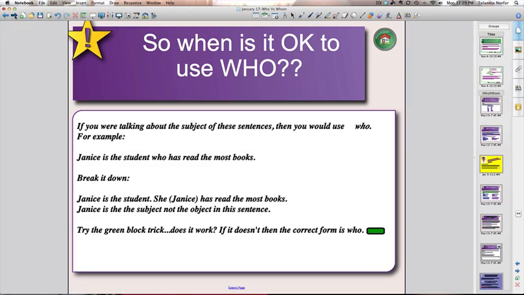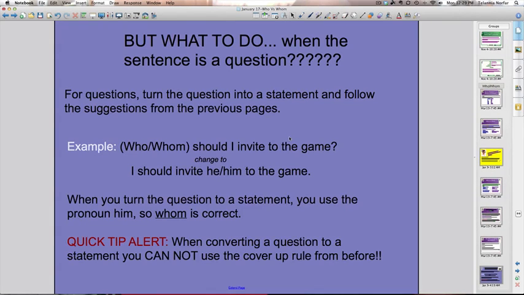We're just practicing now. But what to do when the sentence is a question? How in the world do I do it if it's a question? For questions, turn the question into a statement and follow the suggestions from the previous pages. So, example: who versus whom should I invite to the game? Let's change it to a sentence. I should invite he, him to the game. When you turn the question into a statement, you use the pronoun him. So whom is correct.